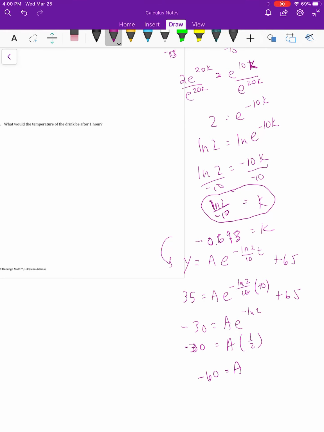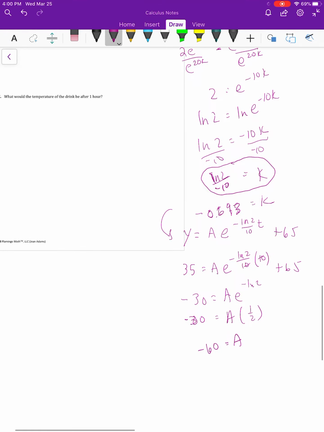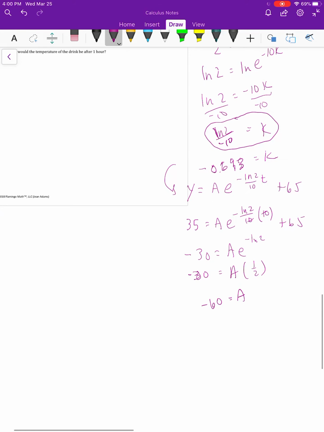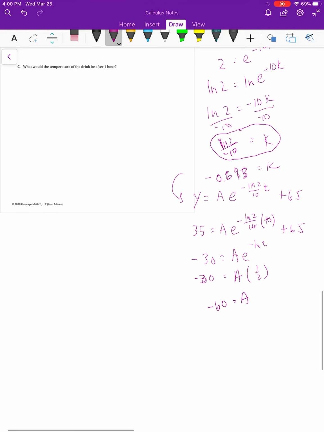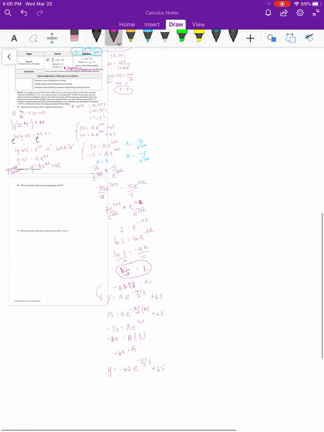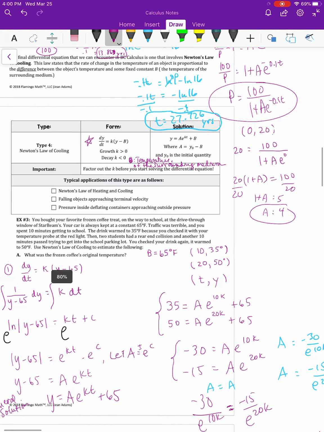So I got a times 1/2 equals negative 30, multiplied by 2 on both sides. My a is negative 60. So last thing to do, y equals negative 60 e to the negative ln 2 over 10 t plus 65.